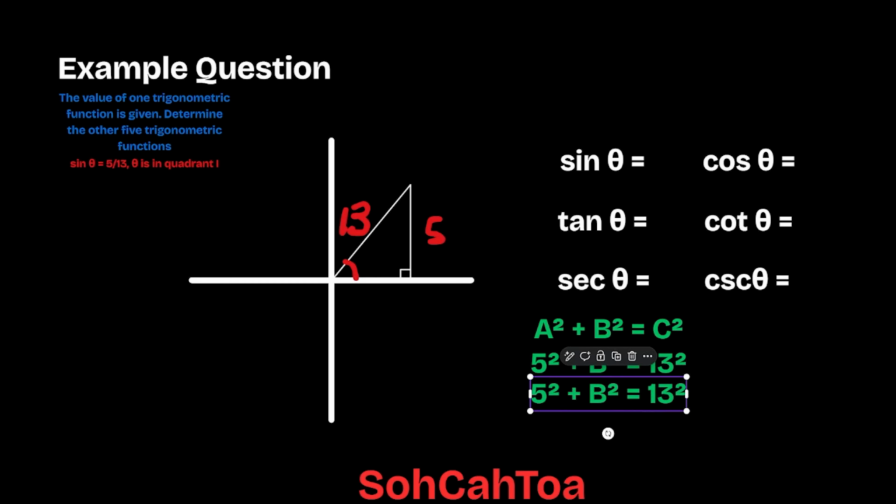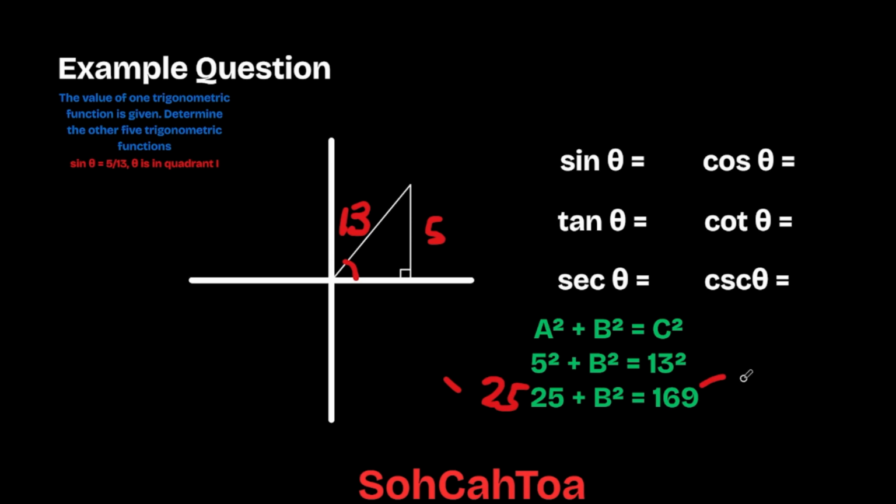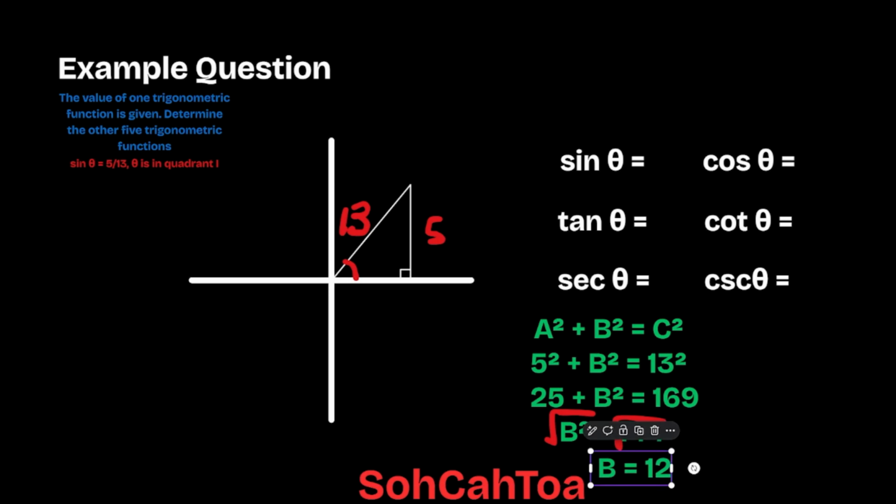You know what? Before that, let's just put in our proper numbers here. 5 squared is 25. 13 squared is 169. Now we need to move our 25 over here, so we're going to minus 25 from this side and minus 25 from this side, because what you do to one side you have to do to the other. This leaves us with b squared equals 144. Now all that's left to do is square root both sides, which leaves us with b equals 12. And then we write that right there where our missing side is.